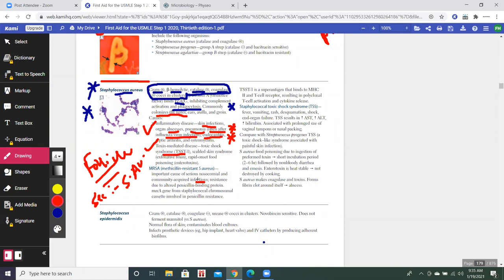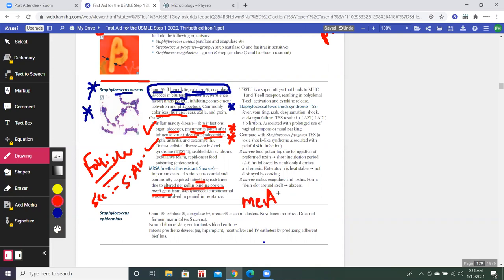So over there, what happens is you have penicillin binding protein. Due to altered penicillin binding protein, there is resistance. If there's alteration of the penicillin binding protein, the penicillin or methicillin cannot go and bind to the Staph aureus, and then they cannot cause their mechanism of action. This happens due to a MECA gene from staphylococcal chromosome cassette involved in penicillin resistance. So basically, you have a gene in the staphylococcus. The name of the gene is MECA.